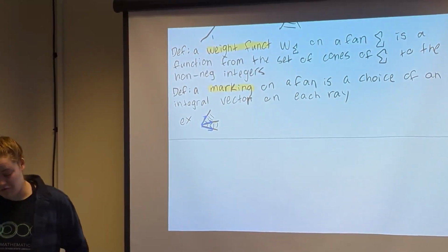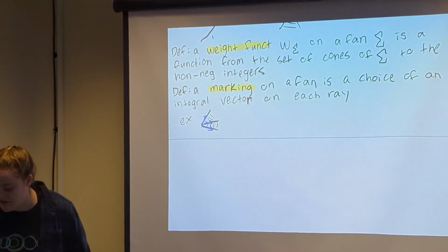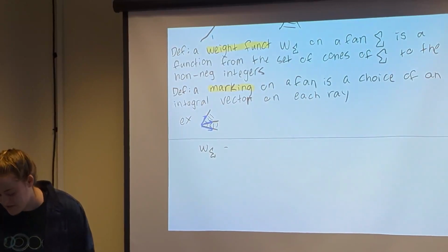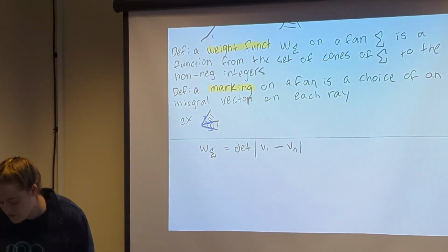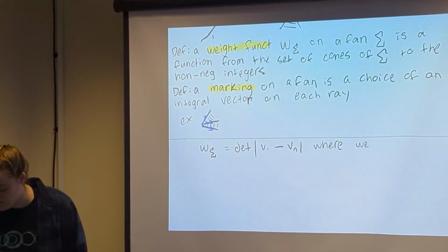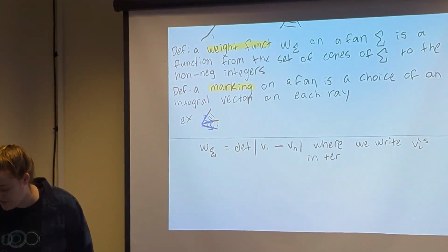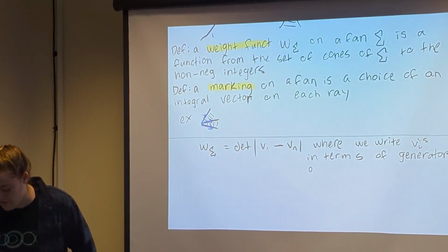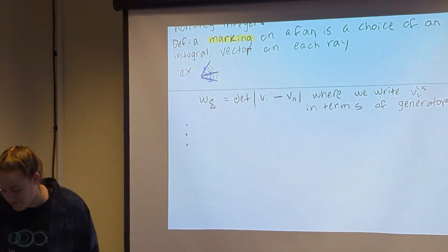So if we are given a marking on a fan, that gives us a way to find the weight function of the fan, because we can define our weight function as the determinant of V1 through Vn, where we write the Vi's in terms of the generators, or just the generators of those. So for example, our cone is going to live in a lattice.